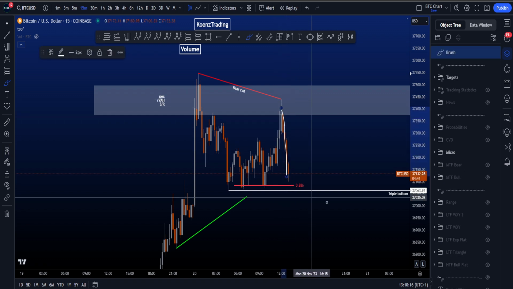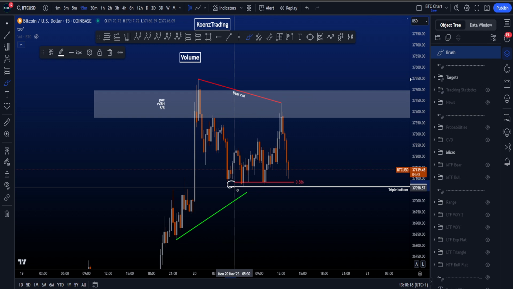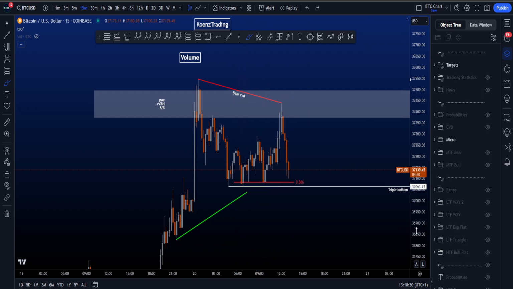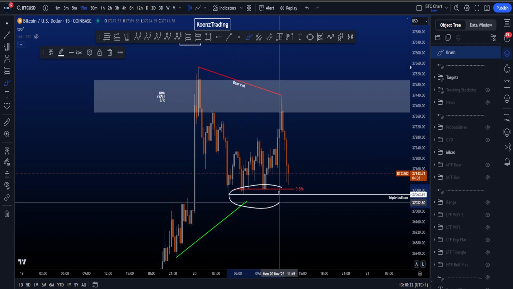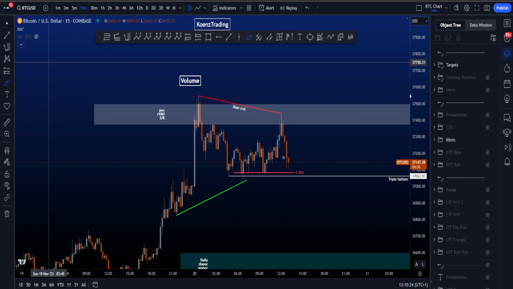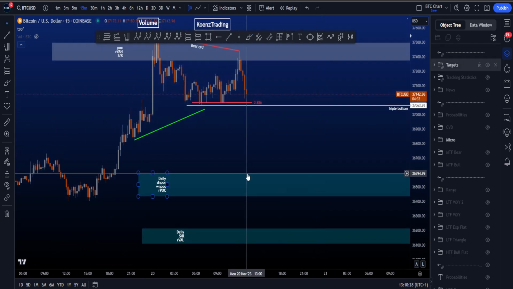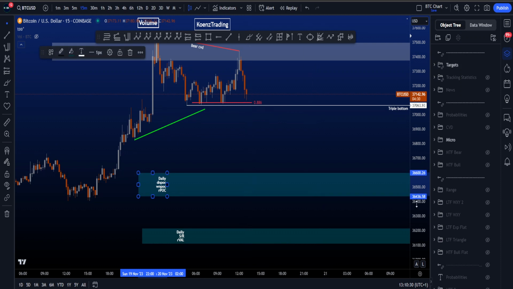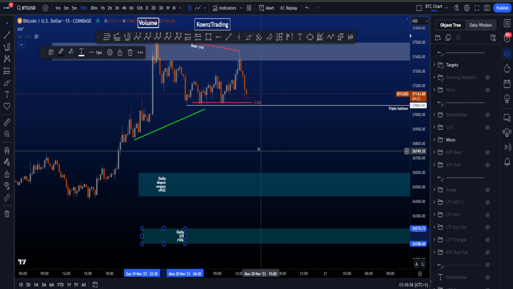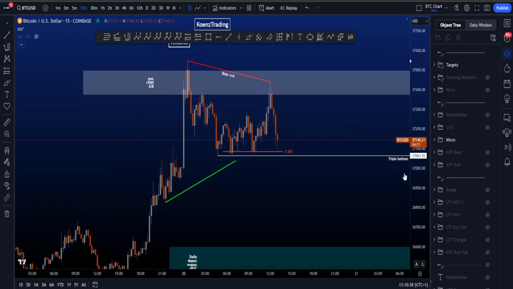And now we get this sharp move to the downside, where now we have a triple bottom, which is even more reason for price to take these lows over here. If price then continues to the downside, we have two support areas over here. The first one is between 36.4k and 36.6k, and the second one is between 36.1k and 36.2k.